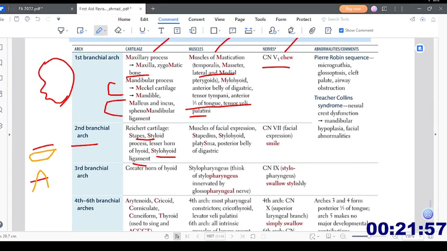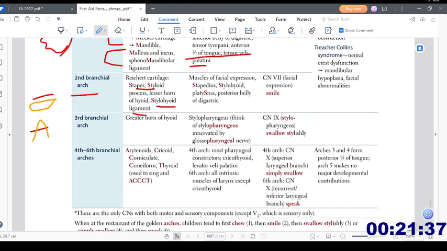So let's bring it over there. The third one is drawn with the purple. So the greater horn of the hyoid bone, as you can see in this picture over here, is coming from the second pharyngeal arch. The muscles it gives rise to are the muscles of facial expression, but they were coming from the second pharyngeal arch as far as I remember.